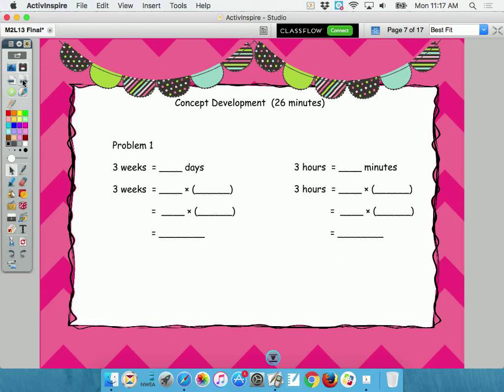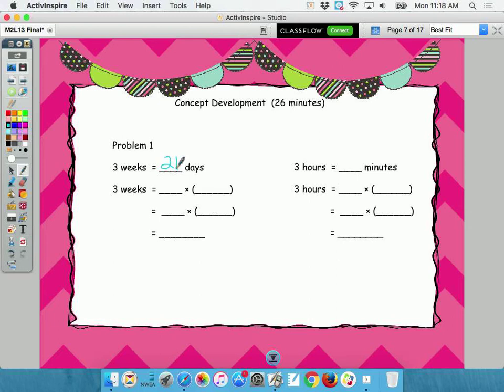All right, so the first question is, how many days are in 3 weeks? 7. Somebody tell me the answer. 21. Okay, we got the answer out of the way. Now for the strategy. The first thing I have to do is figure out, because this right here is not part of my problem, figure out what 1 unit is.